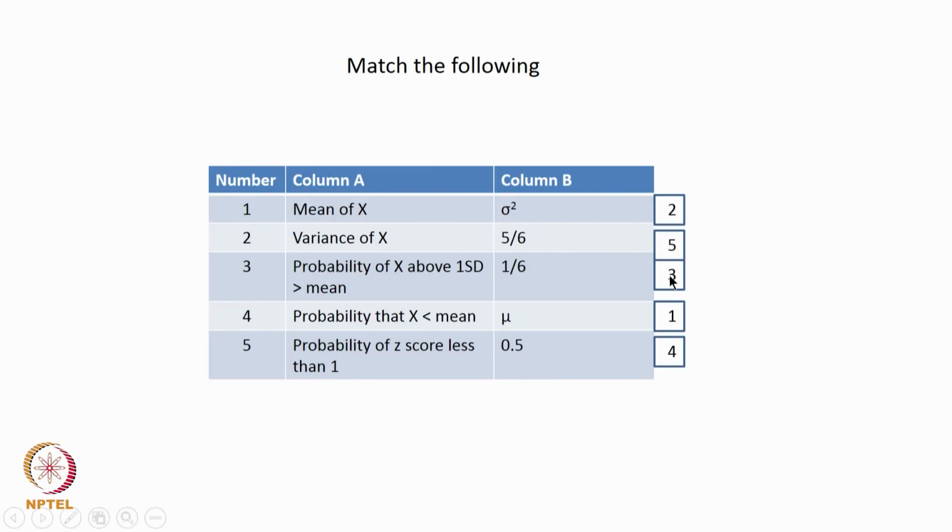And for question number 5, z score less than 1 represents area to the left of z equal to 1, which is about 0.84, which is approximated to 5 by 6 in this, and therefore the answers are mu for the mean, sigma square for the variance, above 1 standard deviation 1 by 6, less than or equal to mean 0.5, below 1 standard deviation or z less than 1 is 5 by 6.